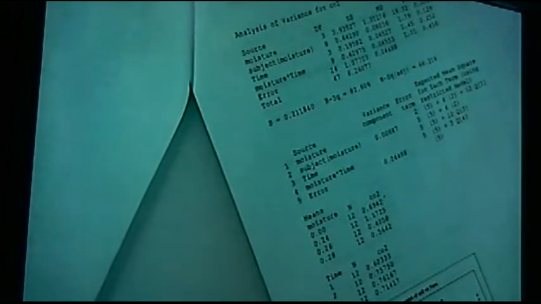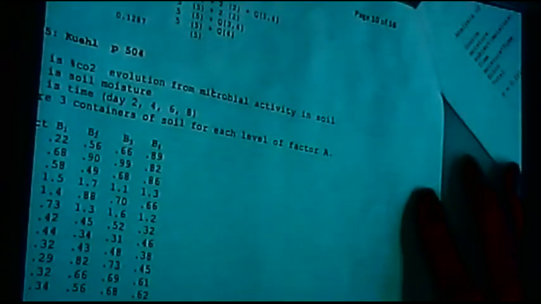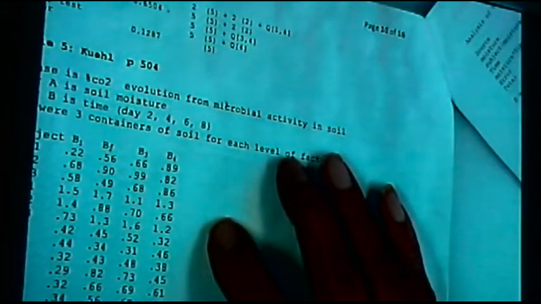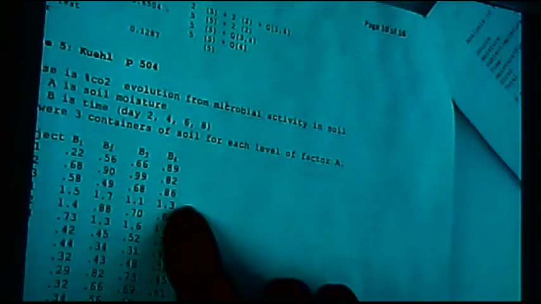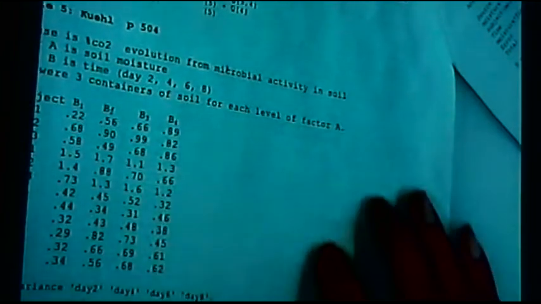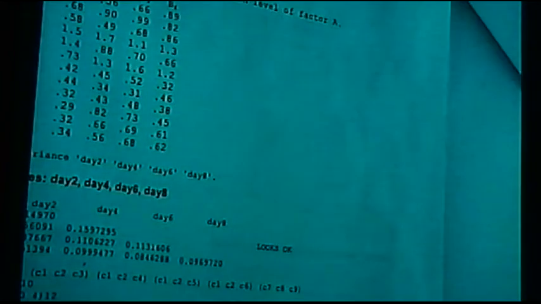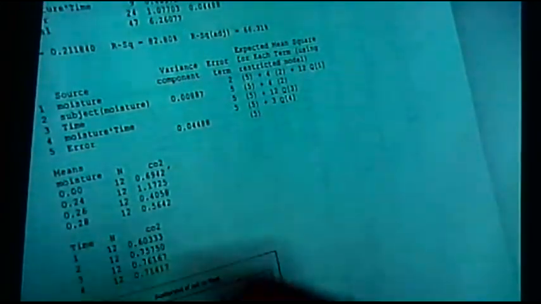Then we come to an example on page 10 where we have two factors, A and B, and subjects, repeated measurements on the subjects again. And so when we did the model, we have again subjects nested in, that's A for moisture. So there's three examples where subjects were nested.